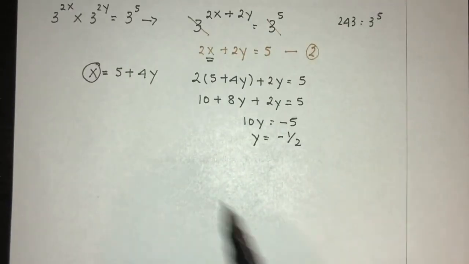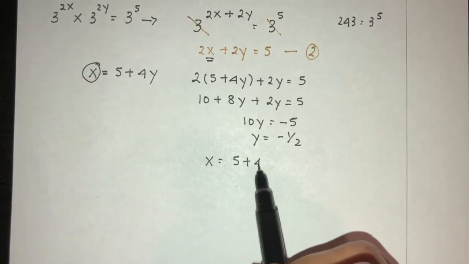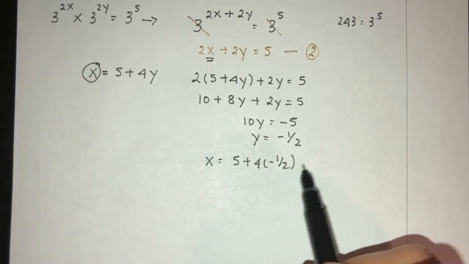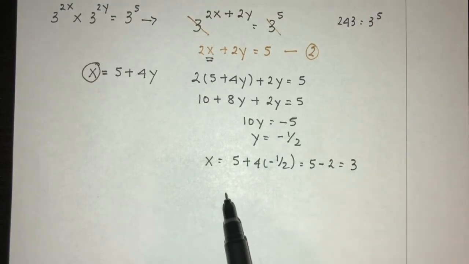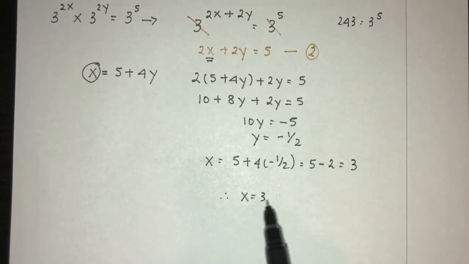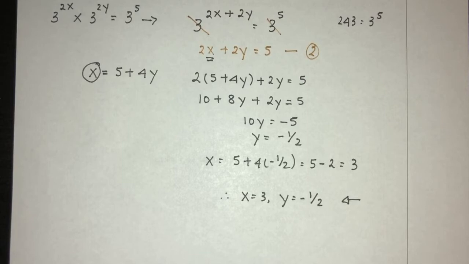Now let's find the value of x. x will be what? 5 plus 4 times minus half. That will be 5 minus 2. That will be 3. So x is 3 and y is minus 1 over 2. That will be your simultaneous solutions. And that is your question number 5.